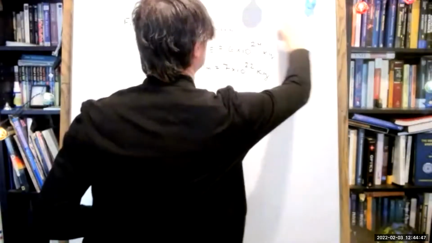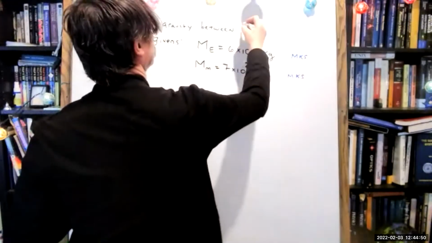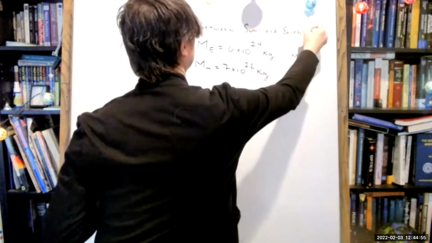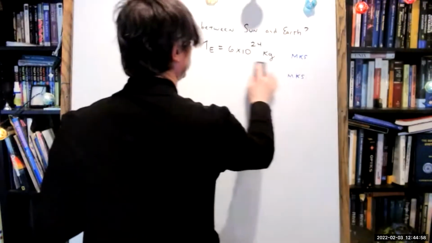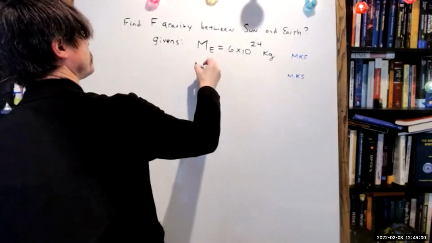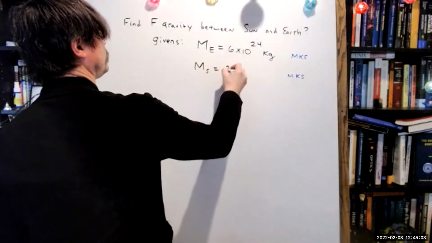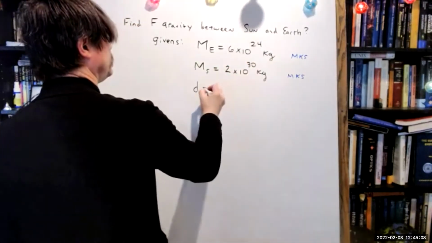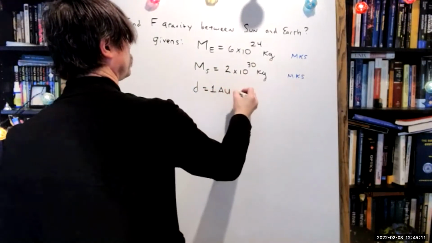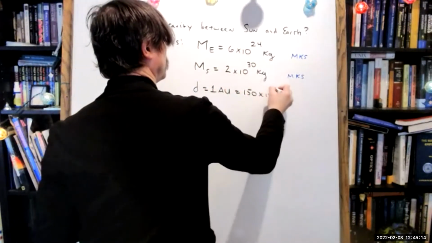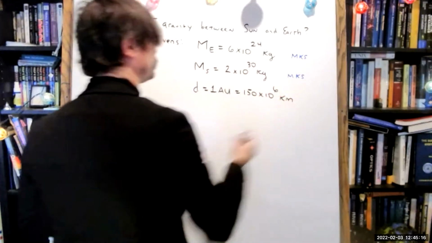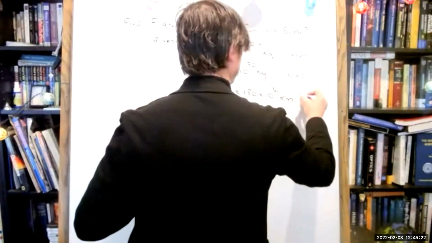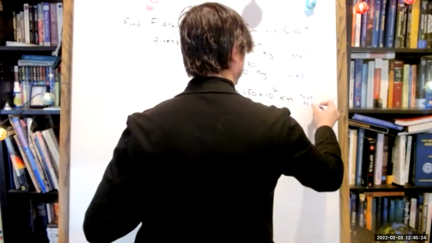Okay, let's try a second problem. Find the force of gravity between the sun and the Earth. Here we have the mass of the Earth. The mass of the sun is 2 times 10 to the 30 kilograms. The distance between them is 1 AU, or 150 million kilometers. Once again, kilometers are not MKS units.